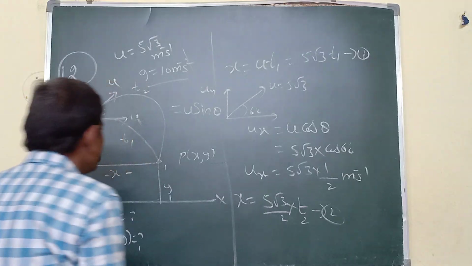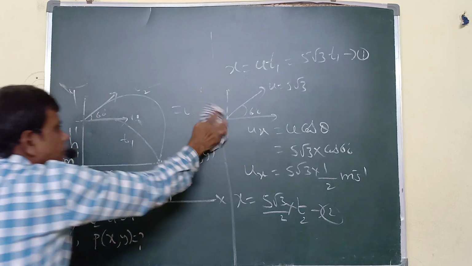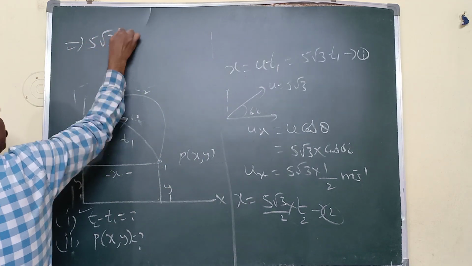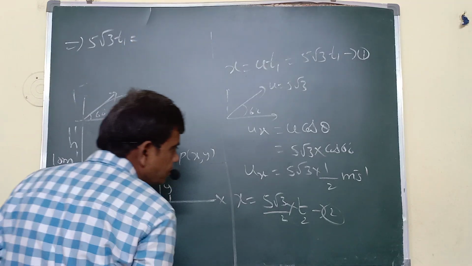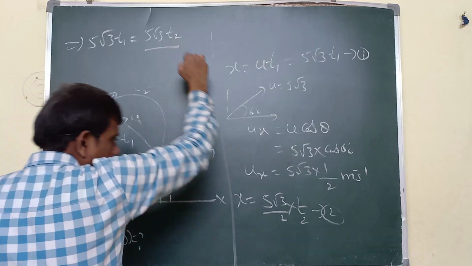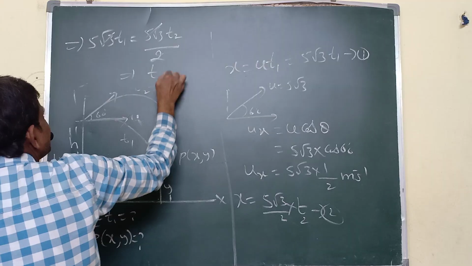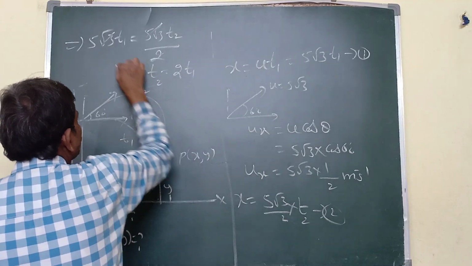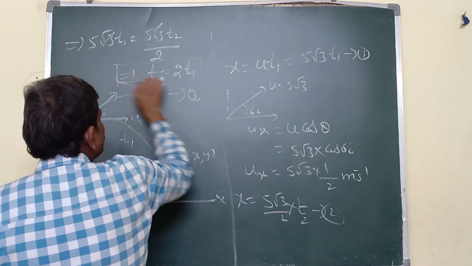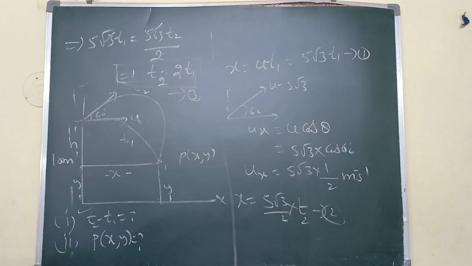Now you do. Then this implies 5√3 T1 equals 5√3 T2 by 2. 5√3 cancels. So what I am getting here is T2 equals 2T1. Take this as equation number 3. T2 equals 2T1, that is my equation number 3. That is the relation between these two times.